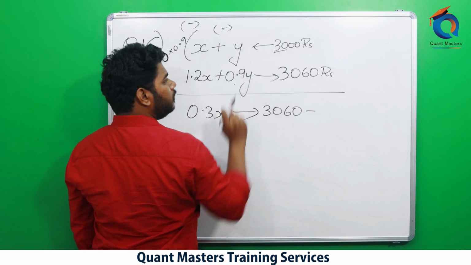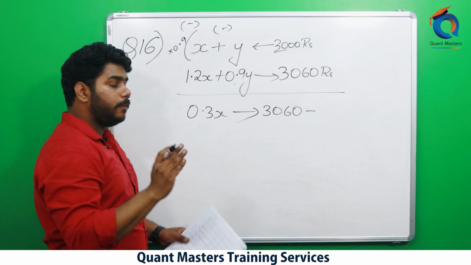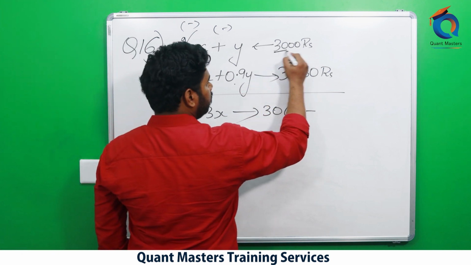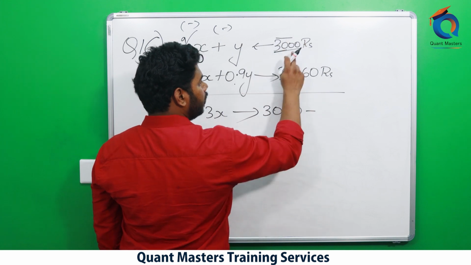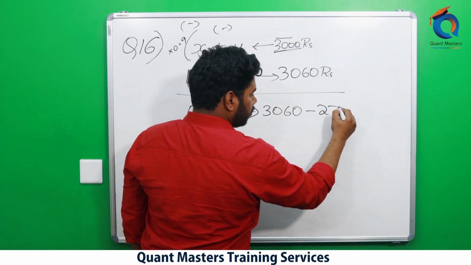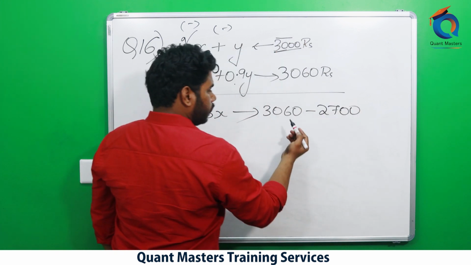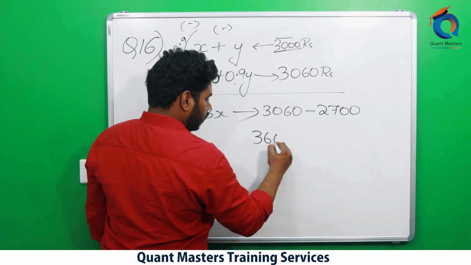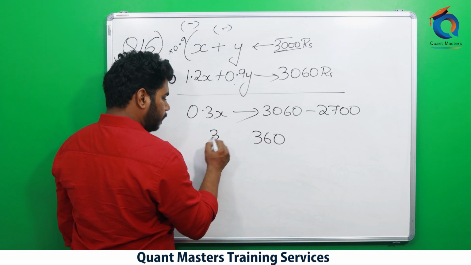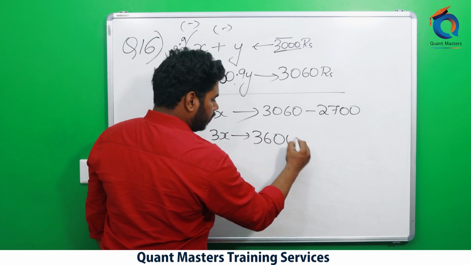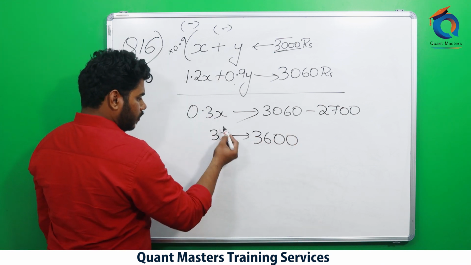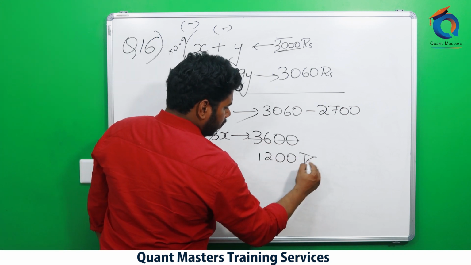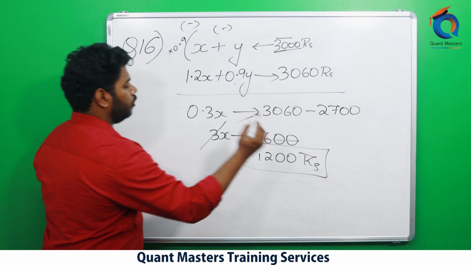What is 90% of 3000? Can I say 90% is 100% minus 10%? 100% is 3000, 10% is 300. 3000 minus 300 is how much? 2700. So this will be 3060 minus 2700, which is 360. This 360 is 0.3x, so multiplying by 10, 3x will be 3600. So 3 ones are 3, 12s are followed by 2 zeros. So my answer is 1200 rupees.